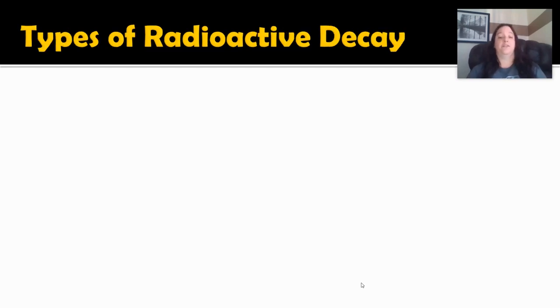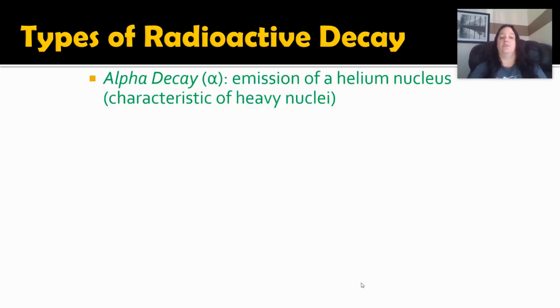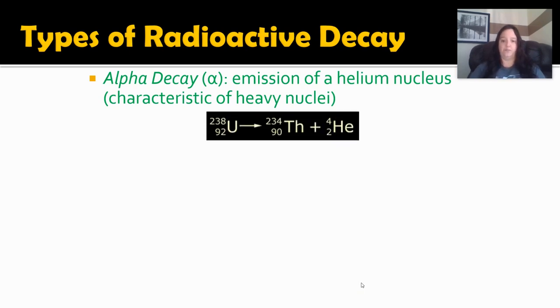So let's talk about the three types of radioactive decay that you need to know about. You have the first one, which is alpha decay, which is going to be shown by the emission of a helium nucleus. So you're going to see the symbol of helium along with the mass number and the atomic number. Now, this is a characteristic of heavy nuclei. I do want you to copy down this equation you see here.